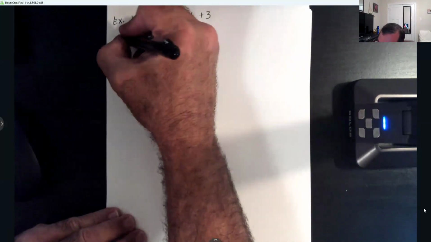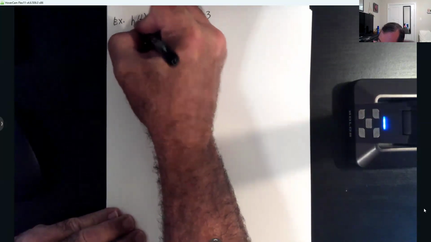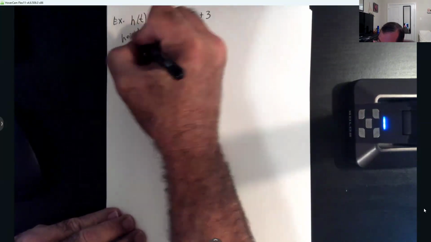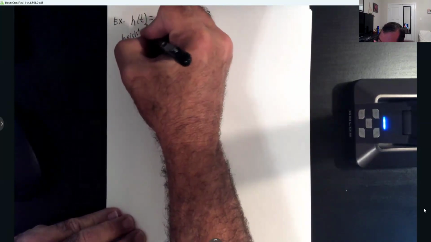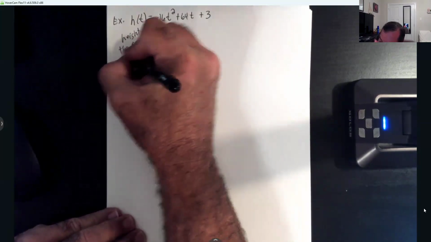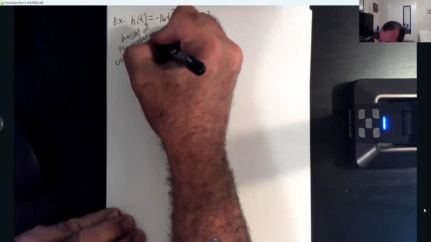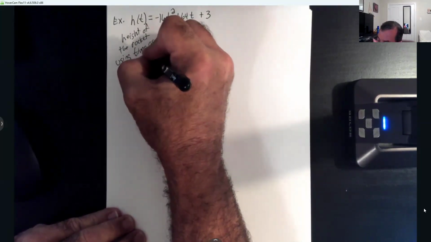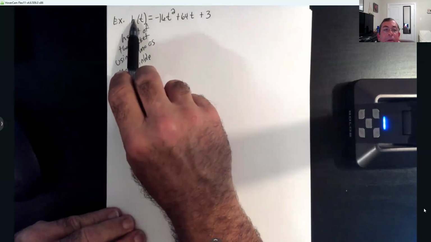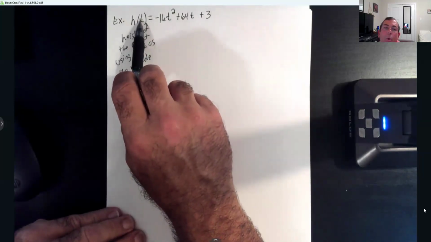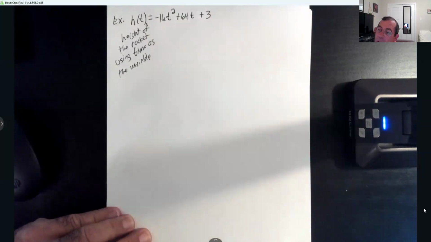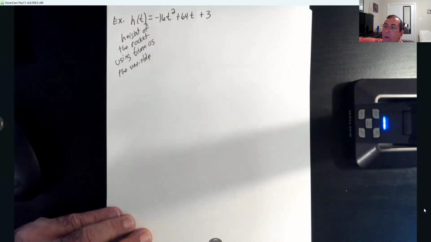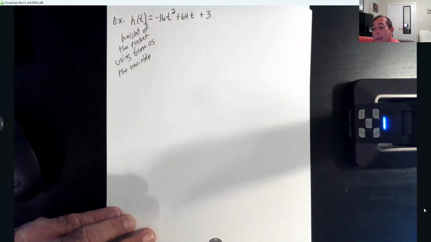So this gives the height of the rocket using time as the variable. Okay, so this is the height of the rocket based on the time. Well, that makes sense because the rocket, when you shoot it, as it goes further in time, is going to go up to a maximum height and then it's going to start falling back down.